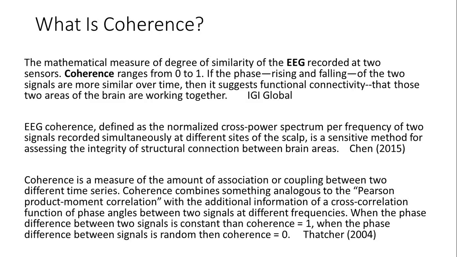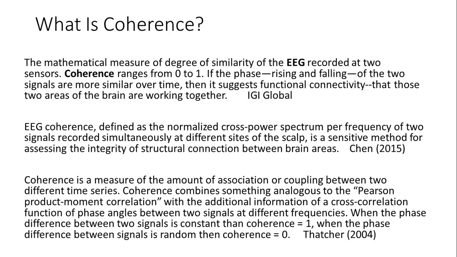Thatcher gets into a little more detail. Coherence is a measure of the amount of association or coupling between two different time series. Time series is just tracking something over time. Coherence combines something analogous to the Pearson product moment correlation, which you all just know as basically correlation if you're not statistically well trained, with the additional information of a cross-correlation function of phase angle between two signals at different frequencies.